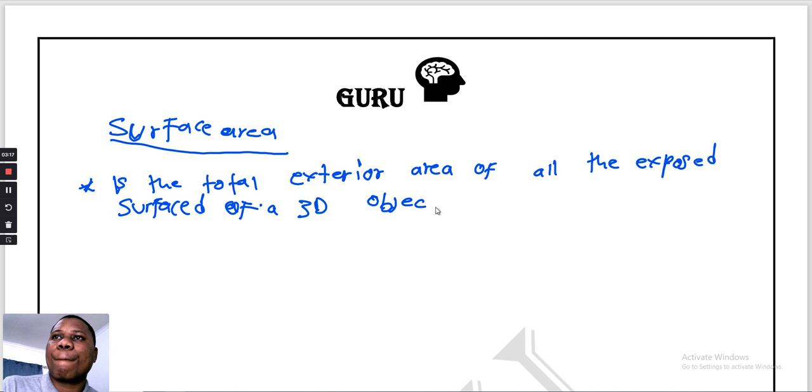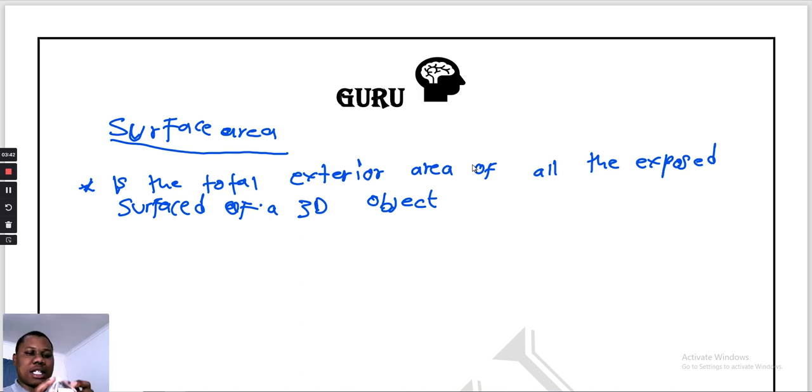Meaning that, guys, on a 2D object you cannot calculate the surface area. You can only calculate an area. A surface area can be calculated on a 3D shape. Let me give an example.